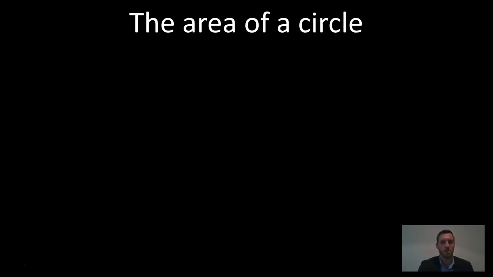We discovered in the circumference of a circle and perimeter of a sector video that circumference is calculated by 2 pi r, where pi is a mathematical constant that links a circle's diameter to its circumference. If you'd like more information on pi or the circumference of a circle, please have a look at that video.